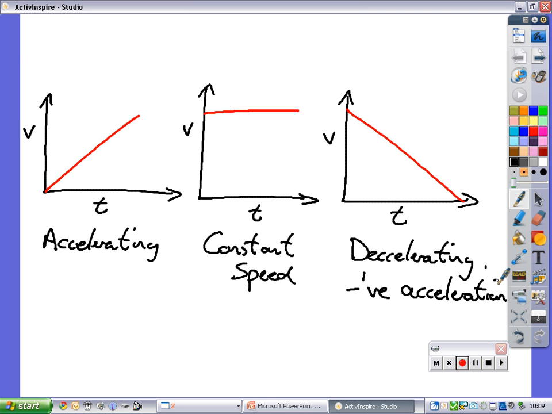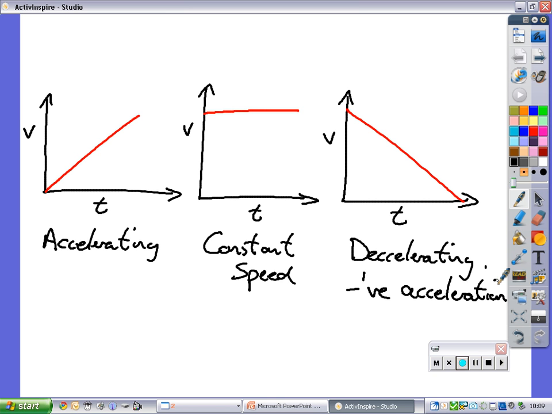So this first graph here, if we get given numbers on the axis, what could we calculate from this first one? What could we calculate? Distance? How could we calculate distance? Speed and time, so you know how fast it's gone and the length of time. You can calculate distance, that's good.